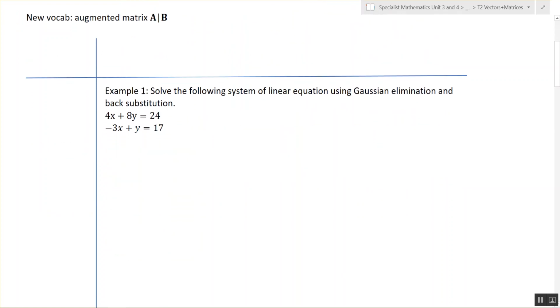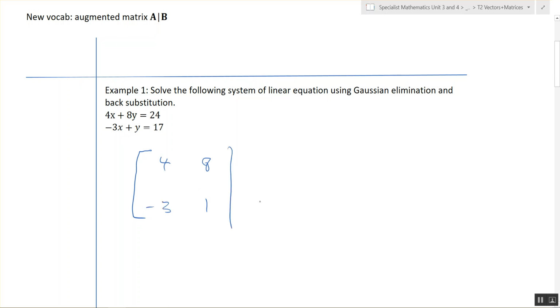So, example 1, solve these two equations. You need to make them into an augmented matrix. So you put the numbers out the front of the variables. Is this what we've been doing? Yep. So we've got the A matrix that you're used to, and then we put, what's that matrix? B, yep. So there's no X matrix. Okay?